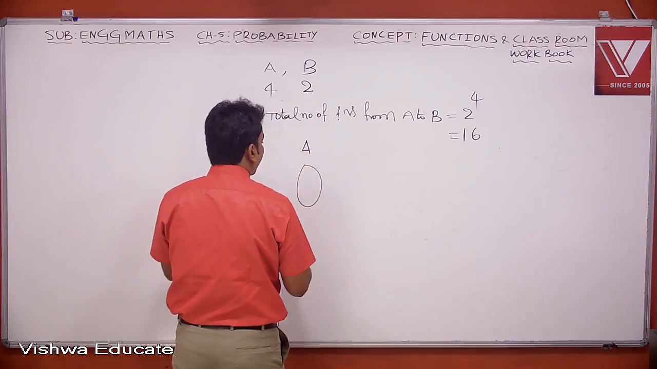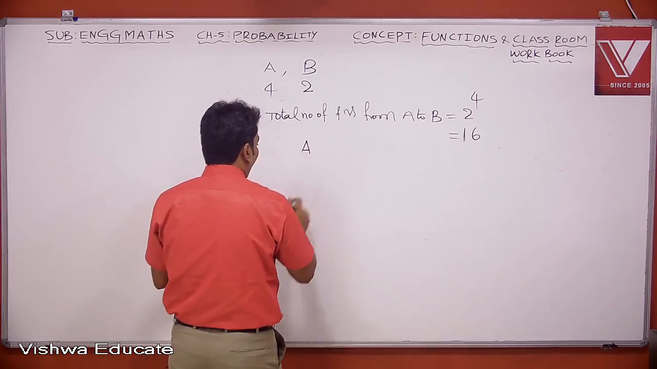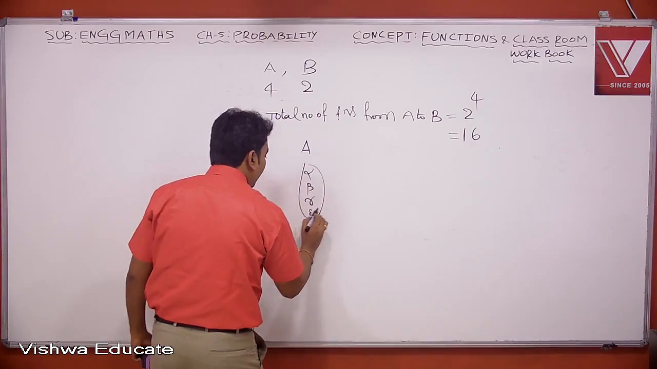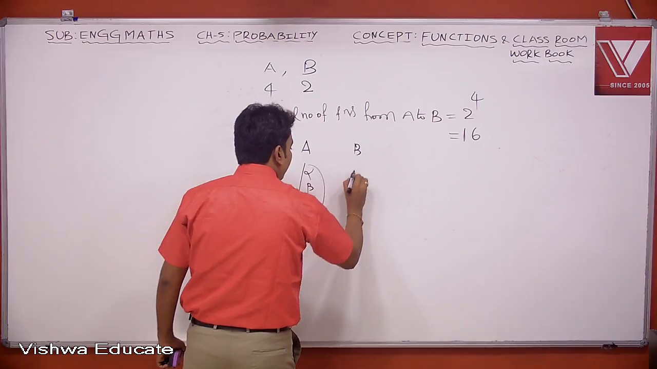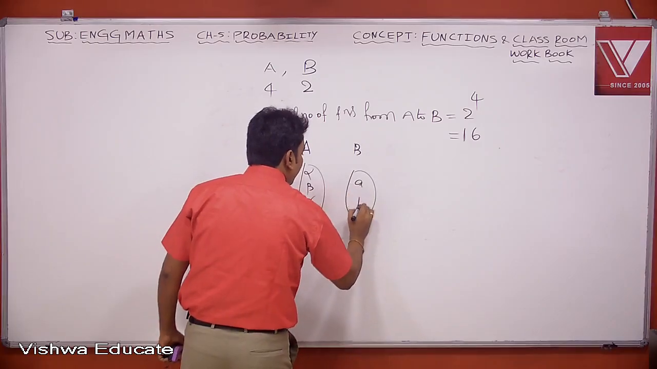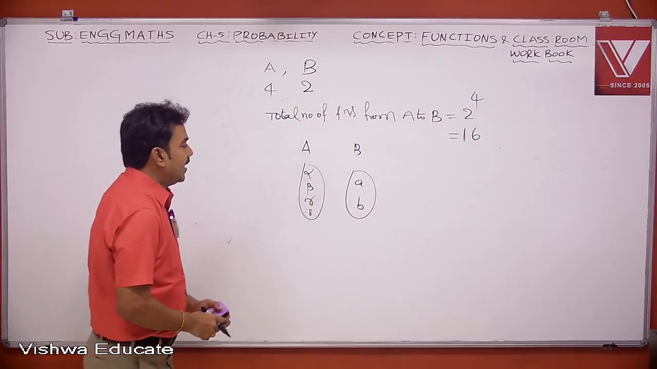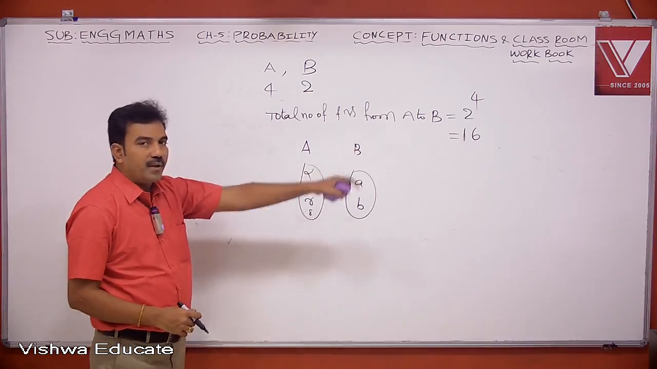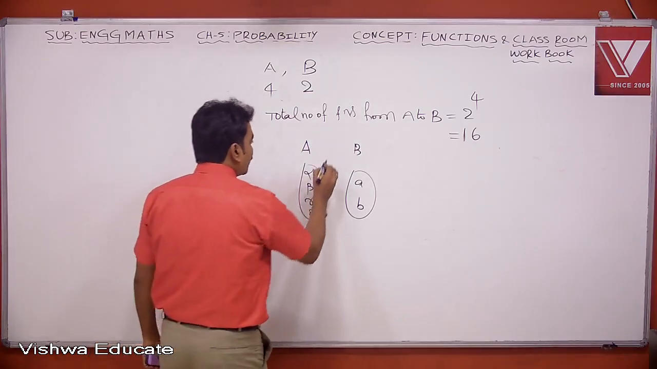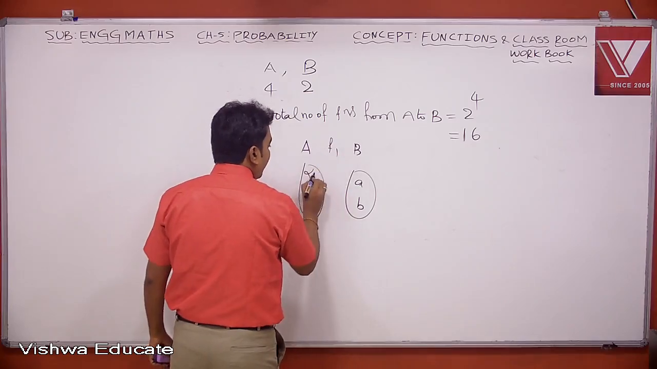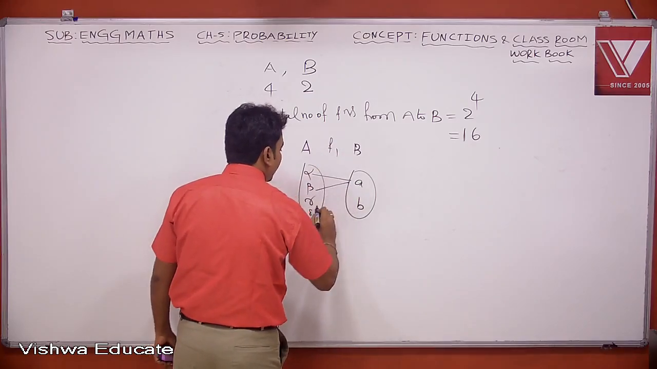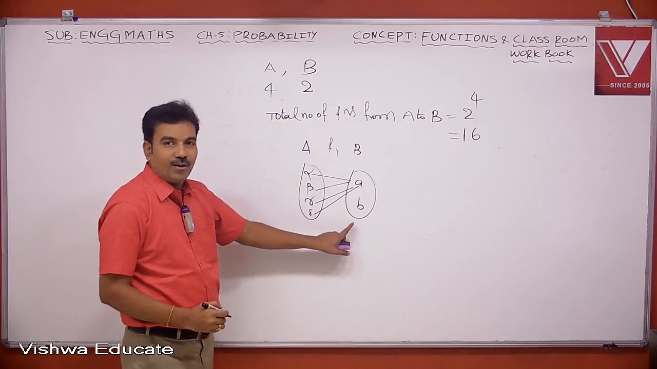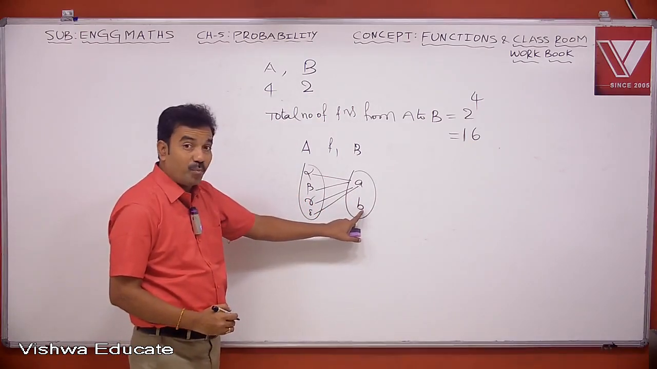So in this case, the 4 elements I assumed are alpha, beta, gamma, delta, and B has only 2 elements, A, B. Now let us see how many onto functions. Total number of functions from A to B is 16. Now suppose I define one function f1. Alpha is set to A, beta is set to A, gamma is set to A, delta is set to A. Now this is not an onto function because B has no premise.